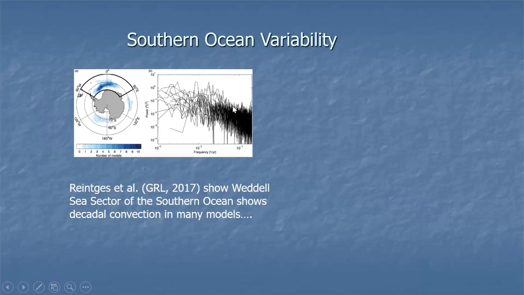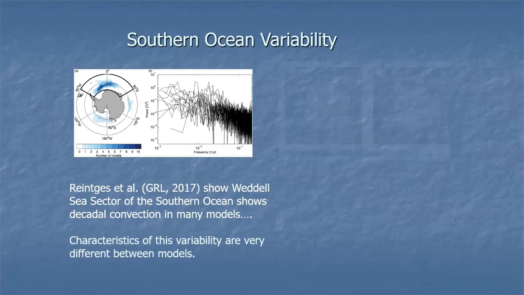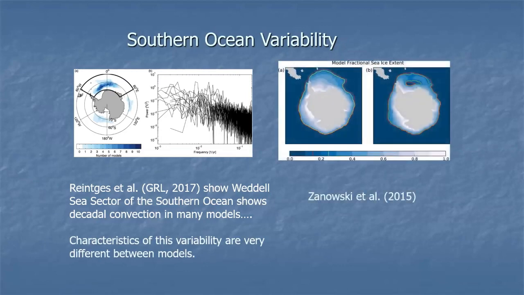But at the multi-decadal to centennial scale, 20 to 50 years, there's a few models that actually show periodic variability that seems to rise up above this. But it's not clear. Different models show it differently. Different models show the convection in different places. They have different frequencies. What's happening here? There is some evidence that this has happened. This convection is associated with changes in the fractional sea ice extent, from a paper by Hannah Zanowski.